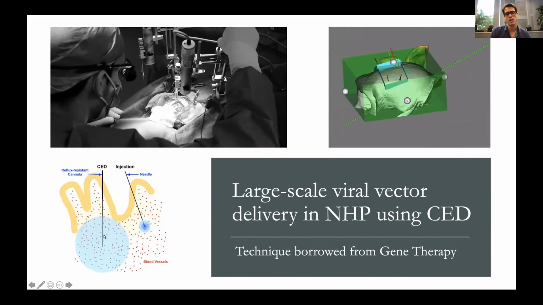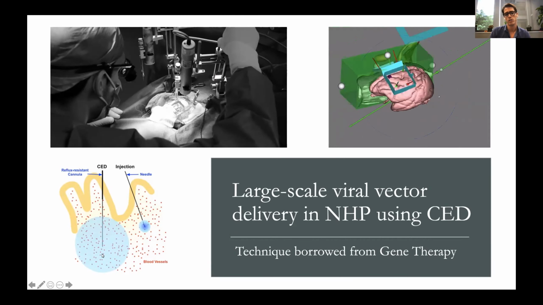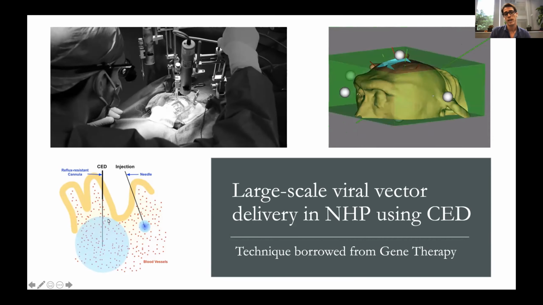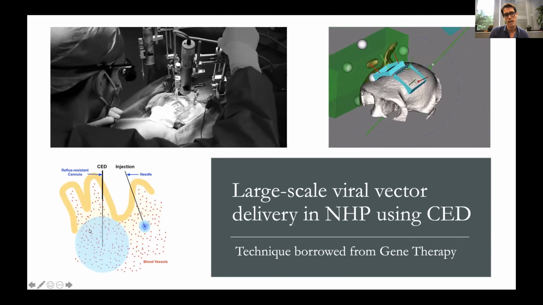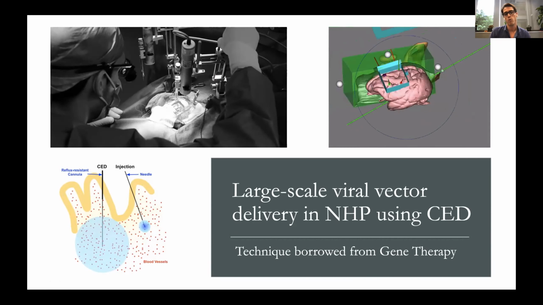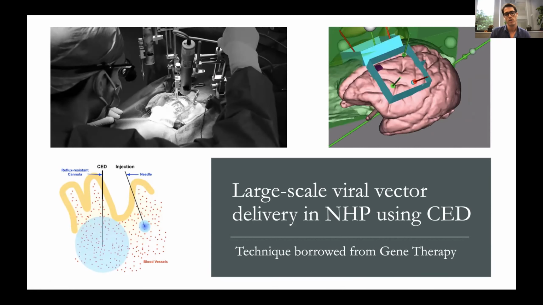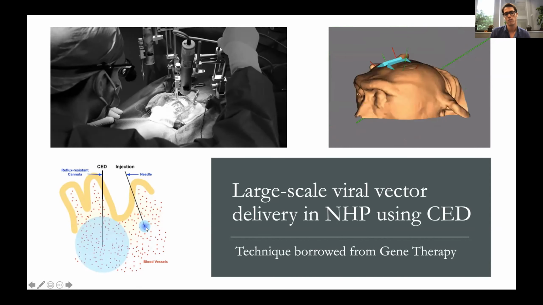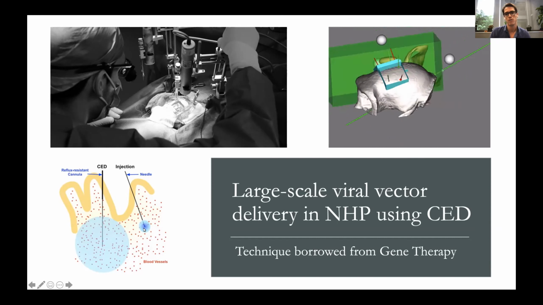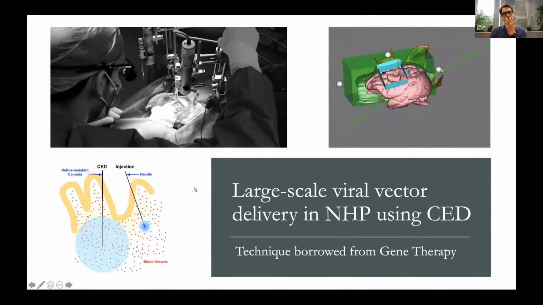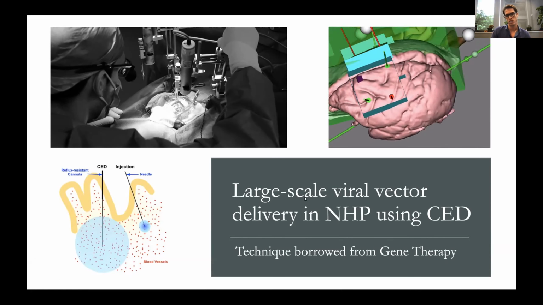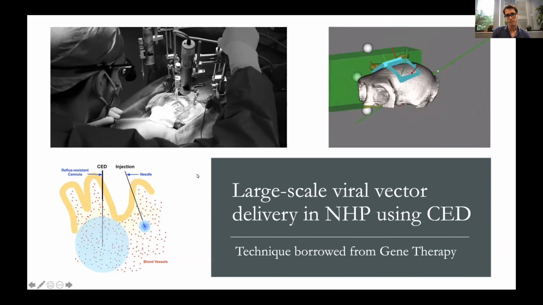So CED, just in a nutshell here, is a technique that allows a larger scale distribution of the viral vector in the brain tissue by injecting at a high pressure using a reflux resistant cannula, such that we drive bulk flow of the interstitial fluid that leads to a more homogeneous expression of the virus in the brain, as opposed to a conventional injection that relies on passive distribution of the viral molecules. So these are techniques that are borrowed from gene therapy. Intracisterna magna also is borrowed from gene therapy. So I think there's so much that we have to learn from this field.